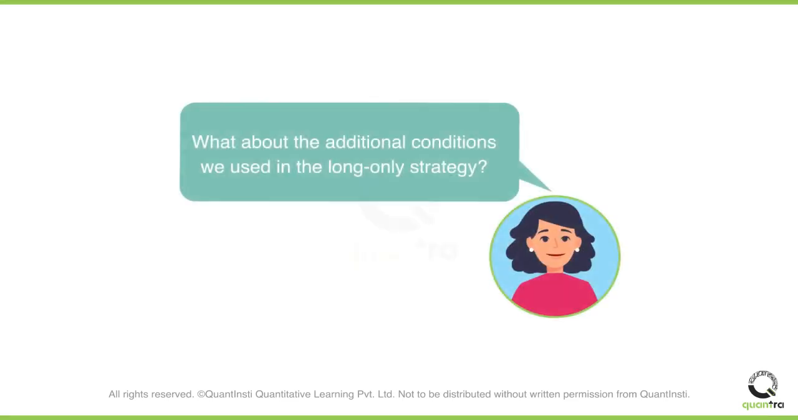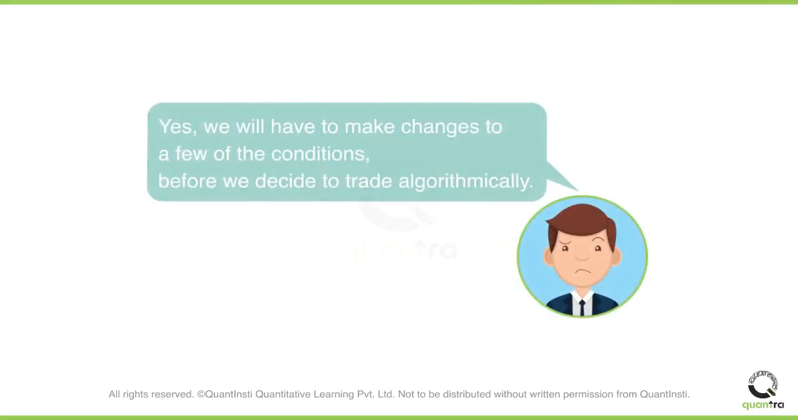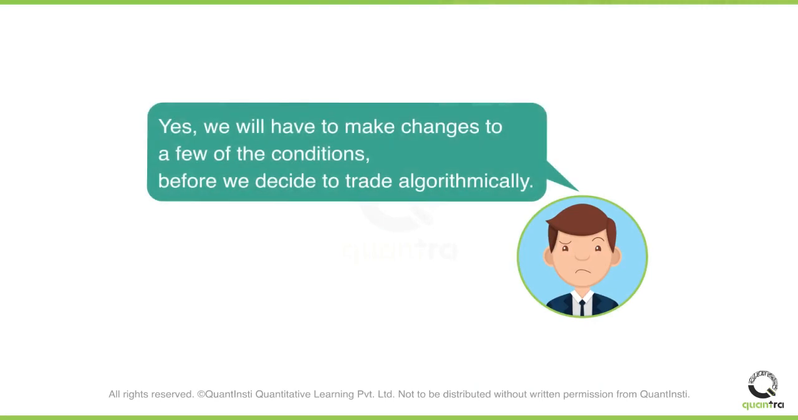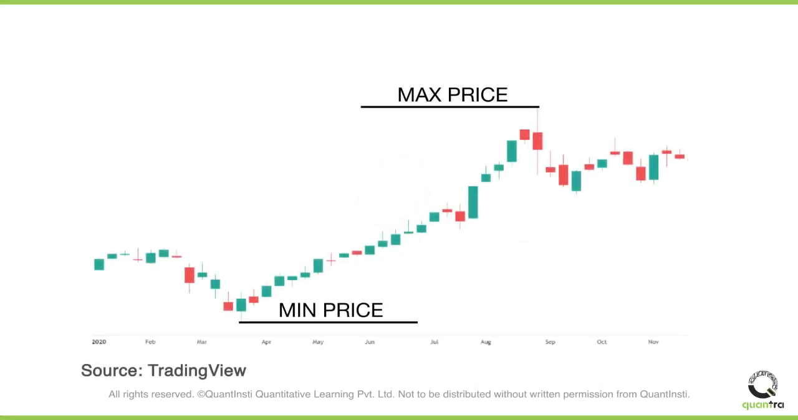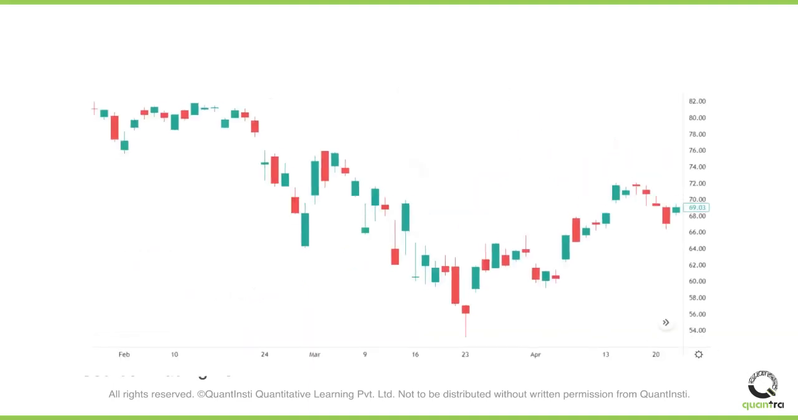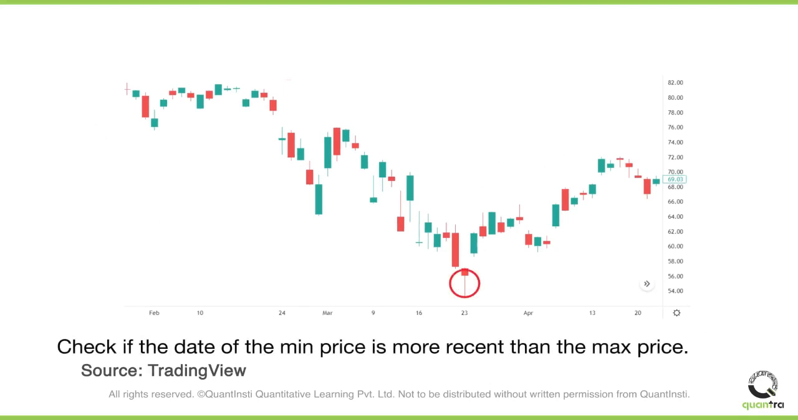But what about the additional conditions we used in the long-only strategy? Do we need to change all of those? Yes, we will have to make changes to a few of the conditions before we decide to trade algorithmically. For example, during a downtrend, instead of checking if the recorded date of the max price is greater than the date of the min price, we would check the opposite. That is, we will check if the date of the min price is more recent than the max price.